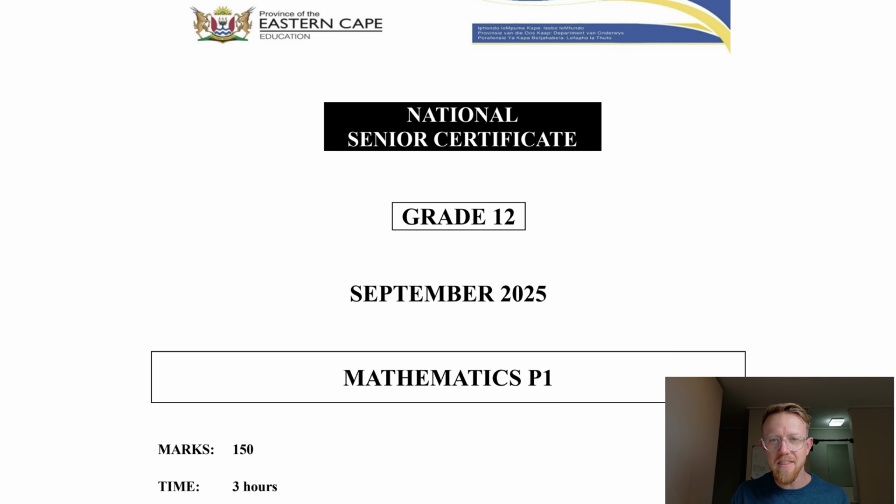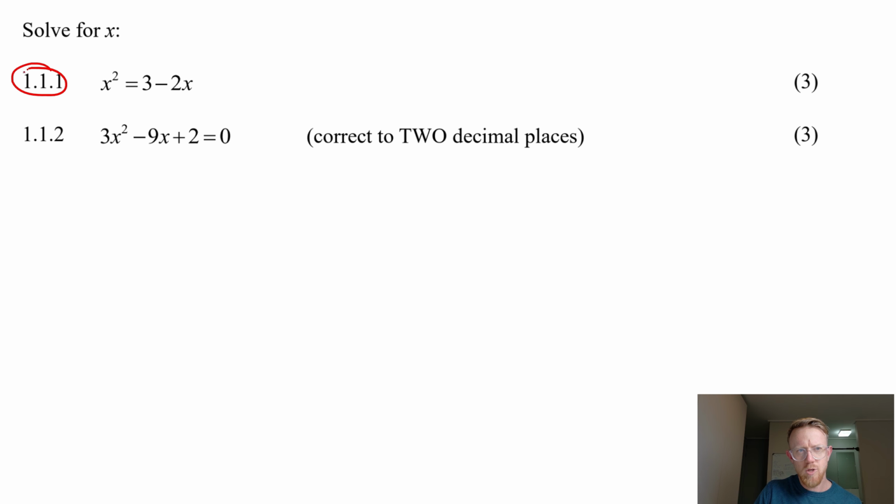So here we have another exam paper. This is Eastern Cape, September 2025, Maths Paper 1. If you want to download the paper, check the description below. So we start with this question over here.